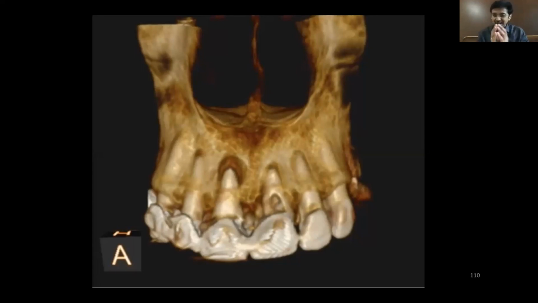How many of you say yes, sir? No, sir. Can we place, yes or no in the chat? Anybody? Yes, sir. Excellent. Yes, we can place an implant in this scenario because there is ample bone available over the periapical pathology. So this is the first thing which you have to remember.